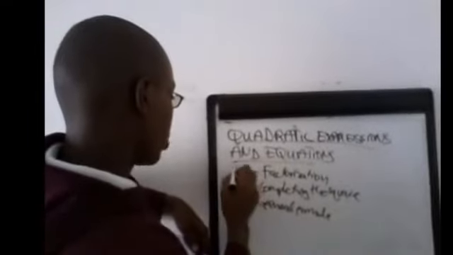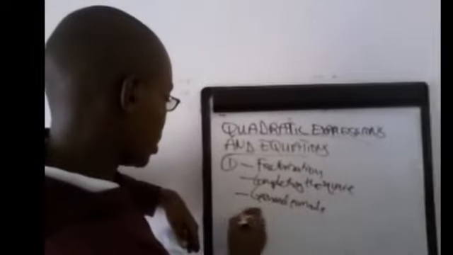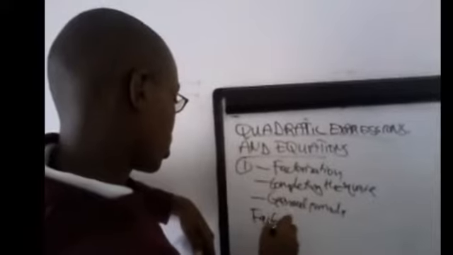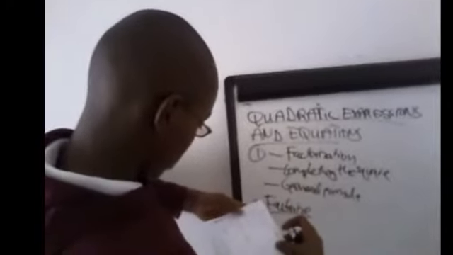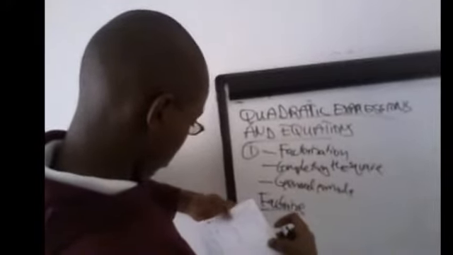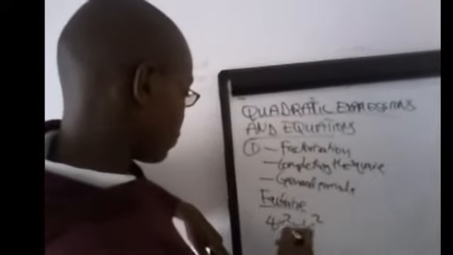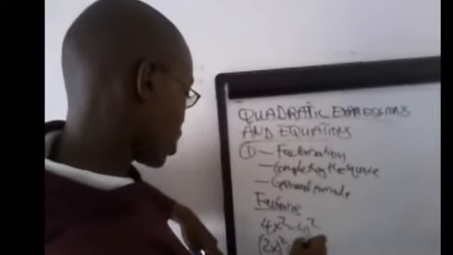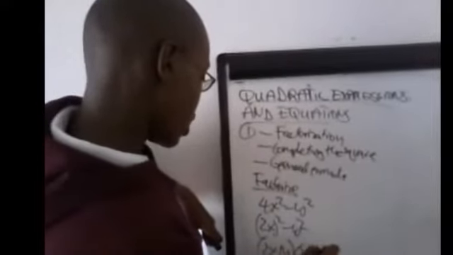So now we'll be starting with factorization. Before we start, let's remind ourselves how to factorize expressions like 4x squared minus y squared. It will be (2x) squared minus y squared, so it will be (2x plus y)(2x minus y).